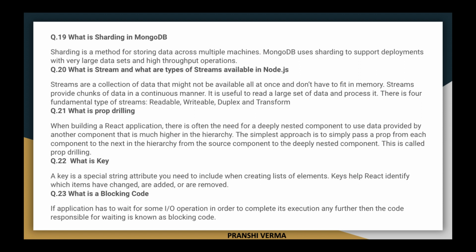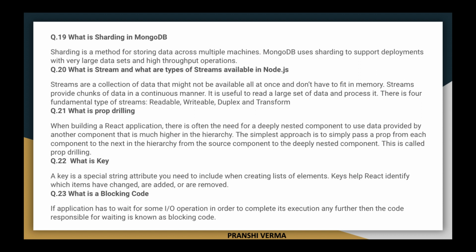Alright, next question is, what is a stream and what are the types of streams available in Node.js? Answer: a stream is data that can be read from or written to. Streams are used to handle large amounts of data in a memory-efficient and performant way, by processing data in small chunks rather than loading the entire dataset into memory. There are 4 types of streams in Node.js.